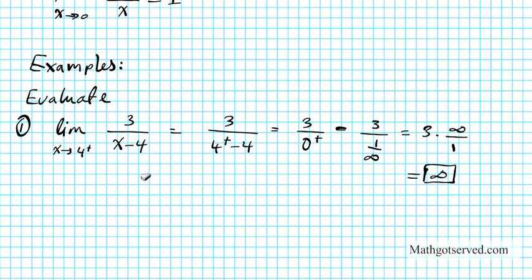Had you plugged in 4, you would think that the limit does not exist because you have 3 over 0, but the directional limit here exists from the left or right. But the double-sided limit in this case does not exist.